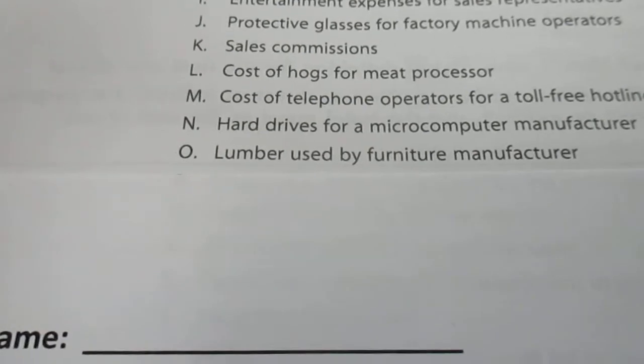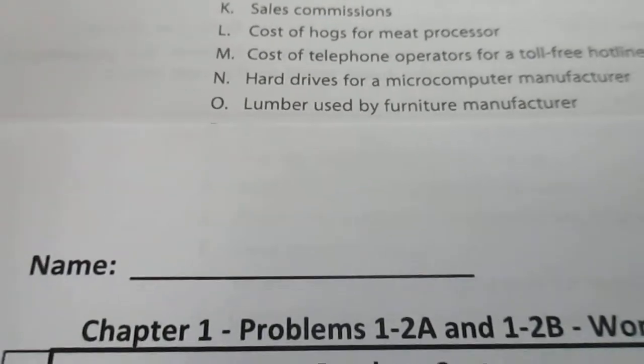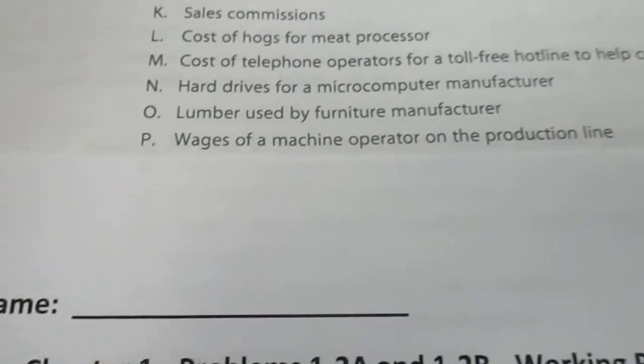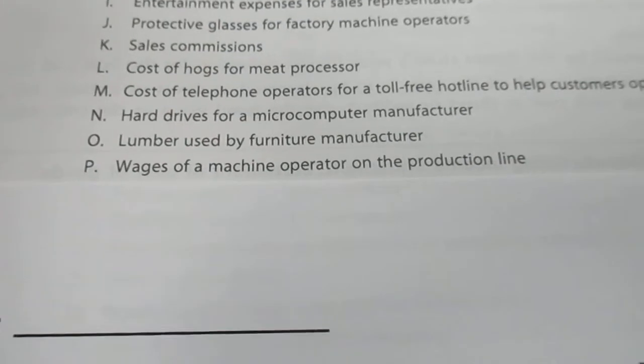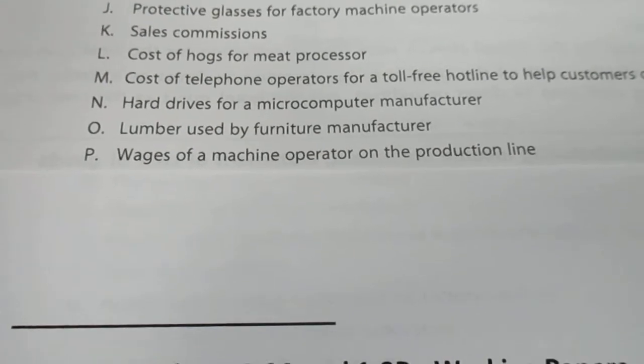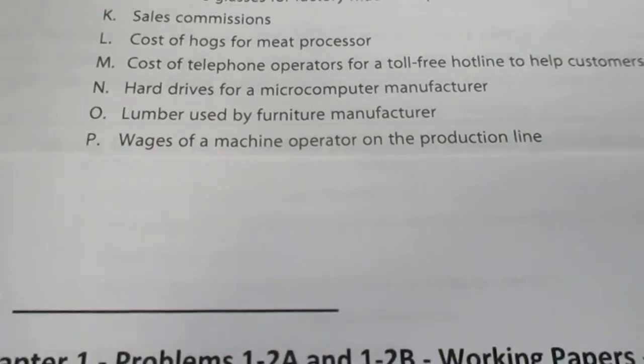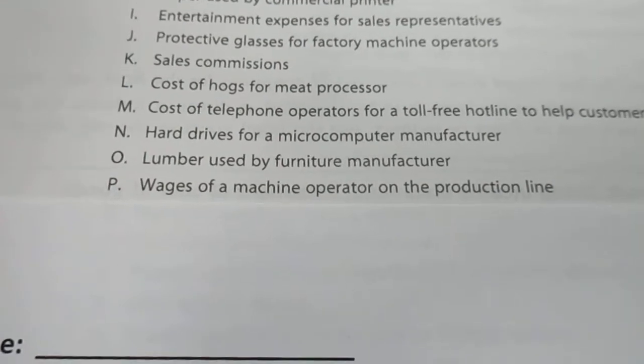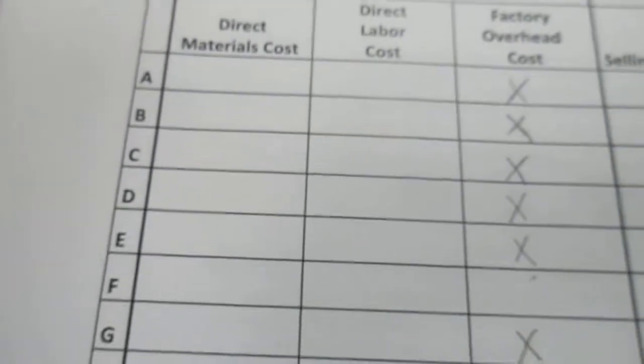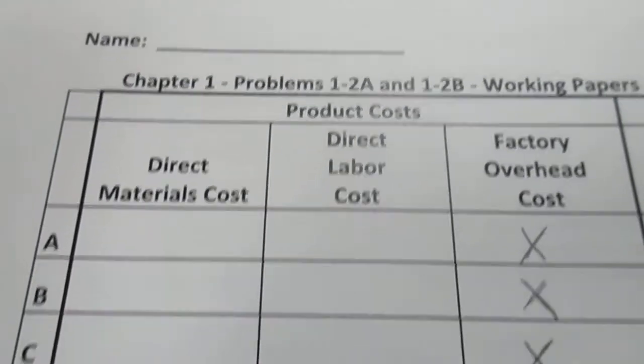O, lumber used by a furniture manufacturer. Again, if you don't have the wood, you can't create the furniture. So letter O is going to be that direct material. P, wages of a machine operator on the production line. Now here is the person who's operating the machines to create the product. So that would fall under that direct labor cost, the one that we haven't used yet. So letter P is going to be direct labor costs.